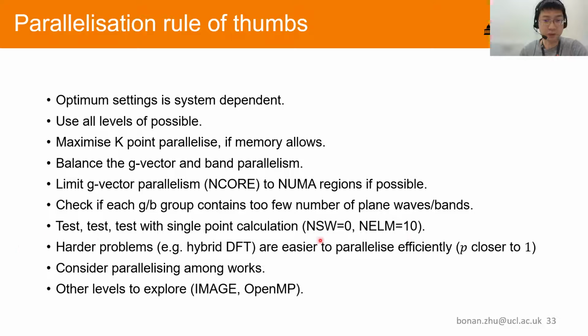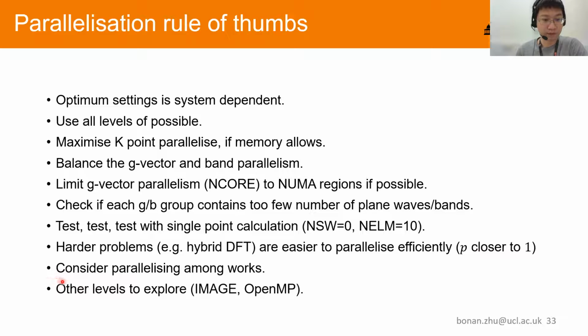To test it, you can just set NSW equals 0, which means no ionic movement. We're just doing a single point calculation. And you can set the number of electronic steps to very low values, so you won't converge the electronic structure, but that's already sufficient for analyzing the timing. Harder problems like hybrid DFT are actually relatively easy to parallelize efficiently simply because you have to do a lot of work which is parallelizable.